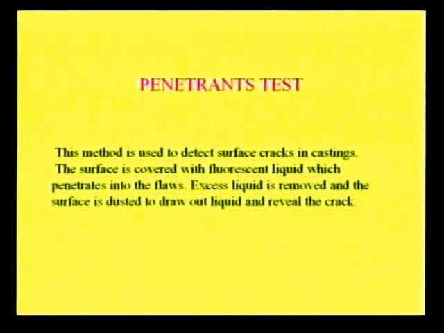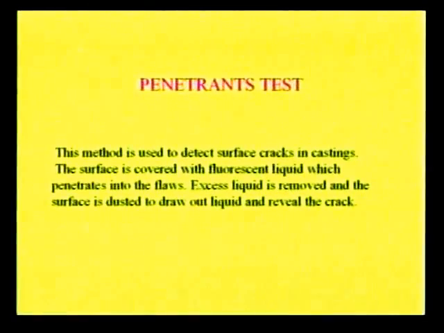The next one is the penetrant test. In this method, we are using a penetrant, that means the red dye etchant method. This is also named as the red dye etchant method. So here we are using some red paint on the application. We are applying that red paint on the surface of the casting.